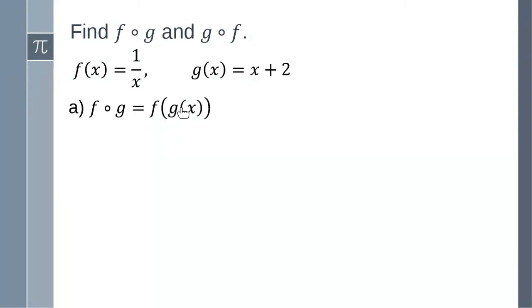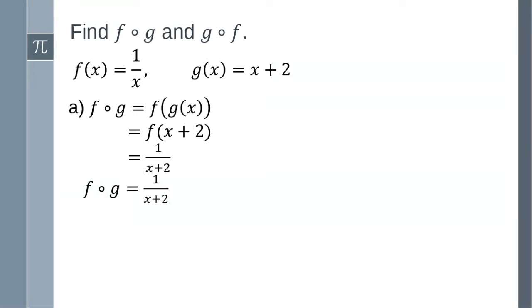So f composed of this function g of x. So the first thing I'm going to replace is what g of x represents, which is x plus 2. So we have the function f of x plus 2. So everywhere I see x for my function f of x, I'm going to replace it with x plus 2. So it's going to give me 1 over x plus 2. Again, we want to simplify our answers, and there's nothing that I can simplify, so my answer is going to be just 1 over x plus 2.